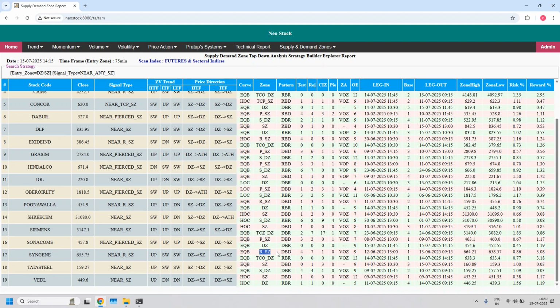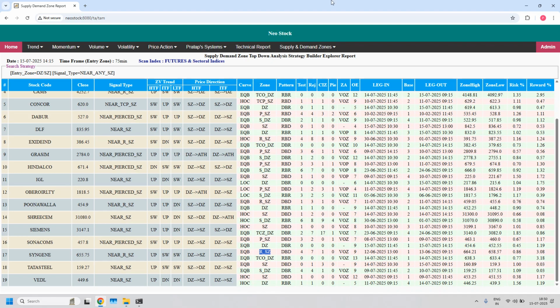Next one is Sinjan. Sinjan is having a 75 minutes high liquidity supply zone. That's it. So we have identified 5 75 minutes high liquidity supply zones from this list. So this is about daily and 75 minutes high liquidity zone identification for your HLQ zone strategy.